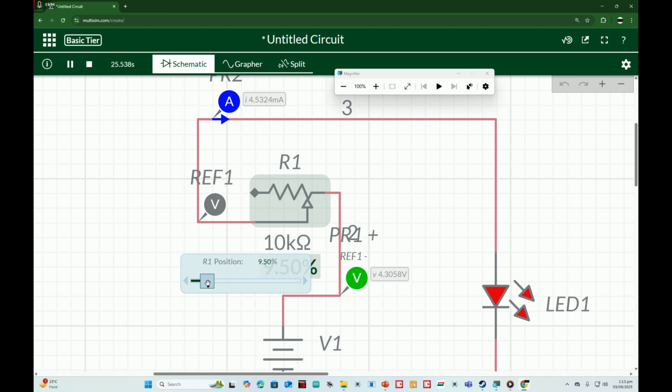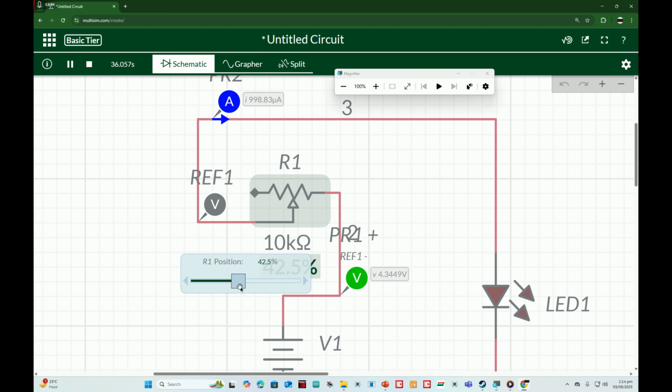Now see, if I increase the resistance, the voltage is increasing from 4.32 and goes up to 4.36, and the current keeps on decreasing. Now it is at 78.5% of the 10K resistor. The current is at 555 microampere and the voltage is at 4.36 volt. If I increase it further, the voltage increases to 4.366 and the current decreases to 4.36 microampere, and the LED is at minimum brightness because the current has decreased so much.